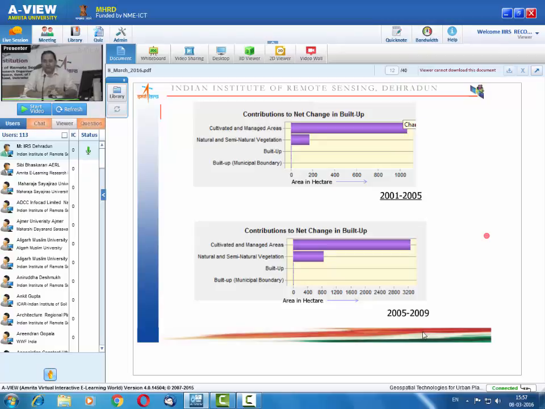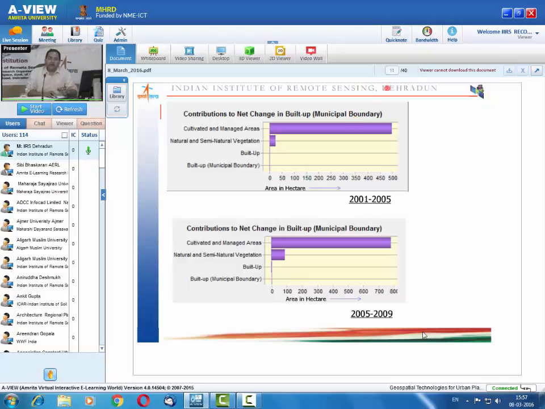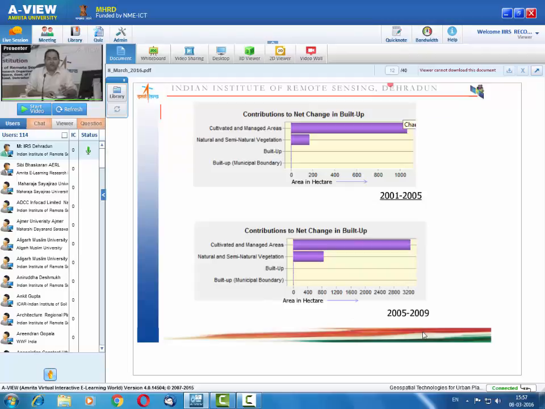And if you see the change in the built up areas which are situated outside the urban agglomeration: earlier we discussed built up areas inside the municipal boundary, where the main contribution to their growth has been from agriculture areas. But for areas outside the municipal boundaries, the increase has come from a major contribution of the cultivated and managed areas, and a large proportion from natural and semi-natural also.